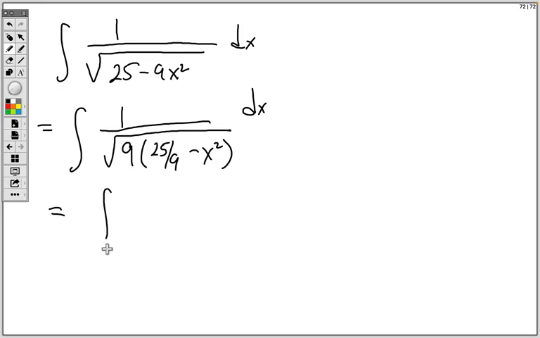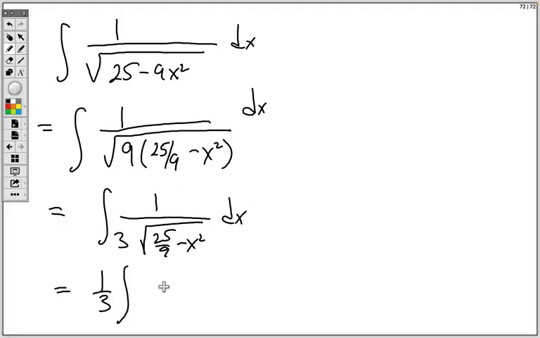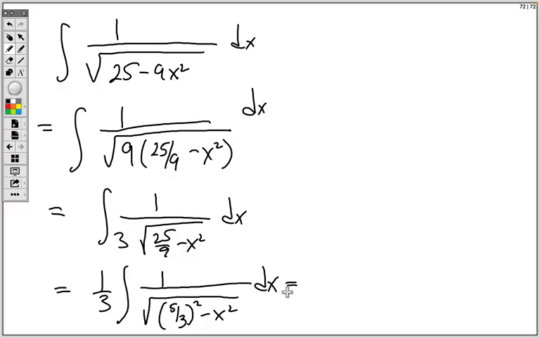1 over the square root of 9 is going to be a 1 over 3 times the square root of what's left over. And that's a factor of 1/3 I can bring outside the integral. And I can think of 25/9 as 5/3 squared. And now I'm all set to use my inverse sine formula. I've got the 1/3 out front. It goes along for a ride. That's the scalar multiple rule.